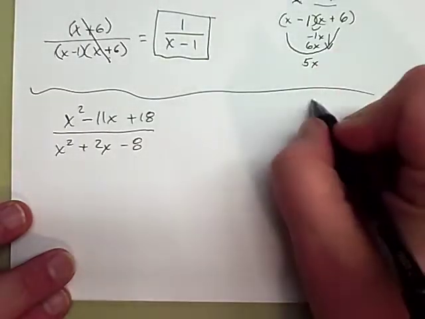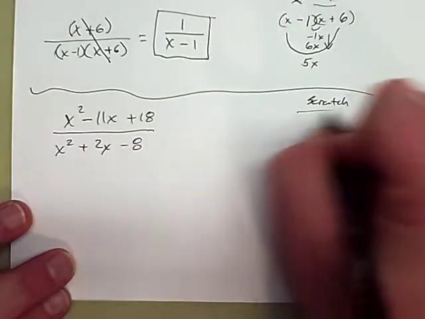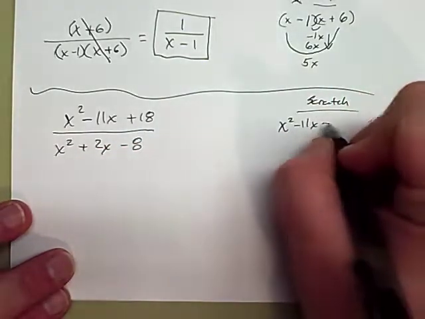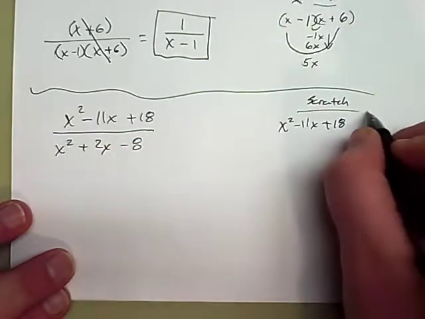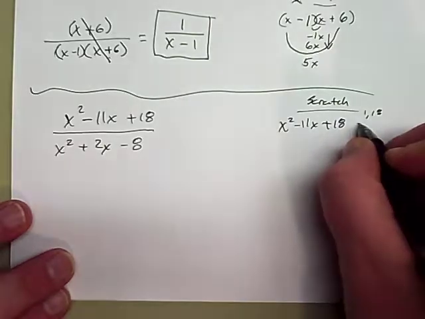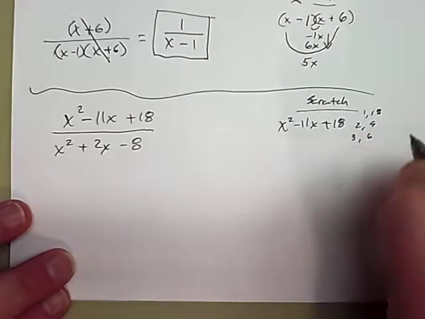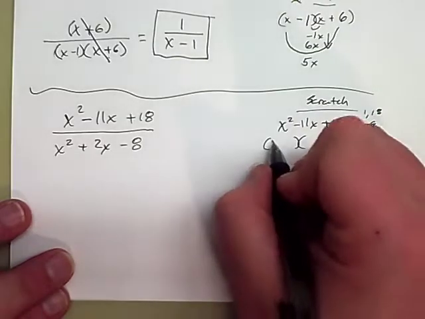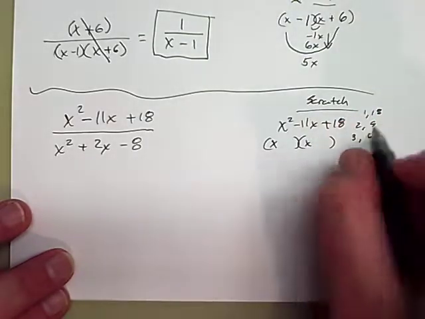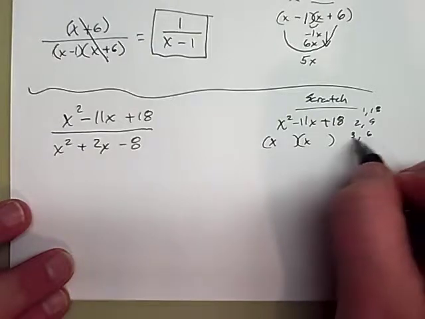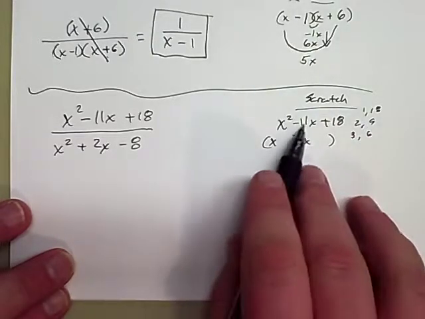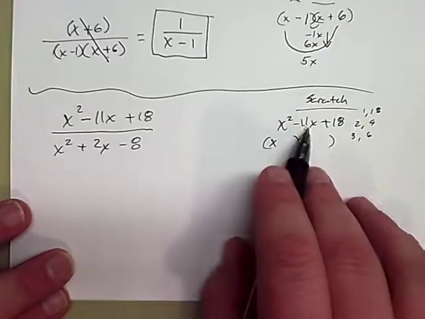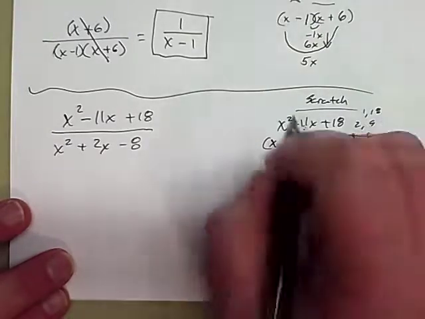Okay, so again, off on my scratch work, I need to factor these guys. So x squared minus 11x plus 18. The factors of 18 are 1 and 18, 2 and 9, 3 and 6. The only possibility for x squared there gives me x and x. Now I should start with 3 and 6. However, I need to get to 11, and 3 plus 6 is 9. 9 plus 2 is 11. So I'm going to go with 2 and 9.